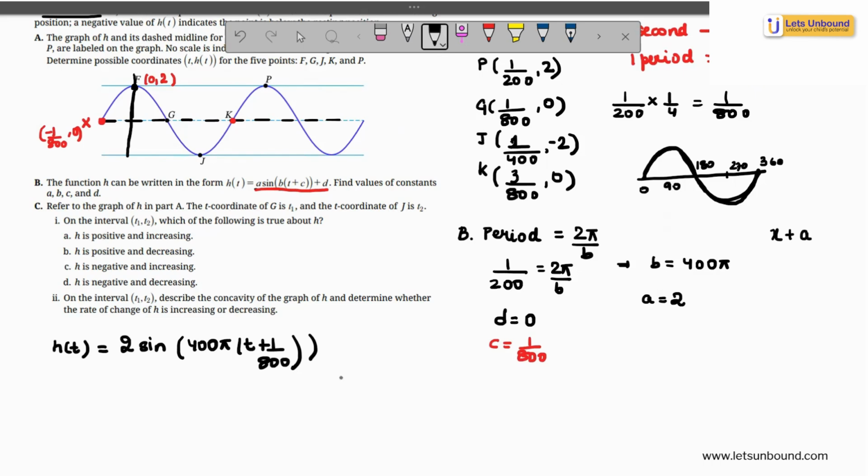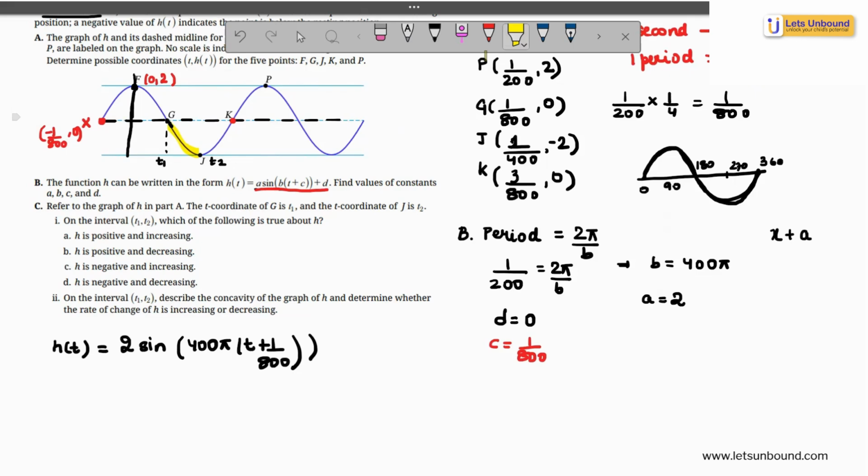The t coordinate of G is t1. So they're saying they've not given you that coordinate because that will help you find out obviously the A part. And they've said the t coordinate of J is t2. So you know the coordinates, but that's not useful here. They've said on this interval, which means from G to J, they have given 4 options about h, the nature of h. It says h is positive and increasing, h is positive and decreasing, h is negative and increasing, and h is negative and decreasing.